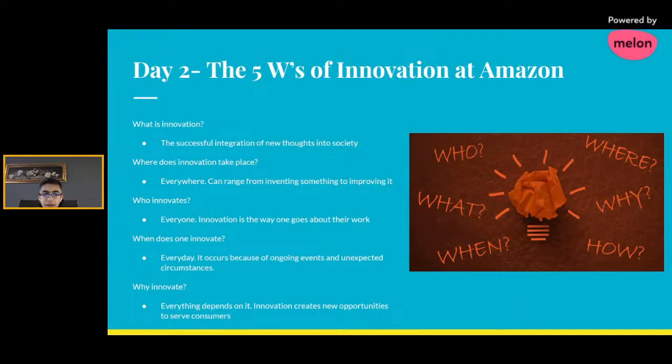Who innovates? Everyone. Innovation is the way one goes about their work. When does one innovate? Every day. It occurs because of ongoing events and unexpected circumstances. And lastly, why innovate? Because everything depends on it. Innovation creates new opportunities to serve consumers.